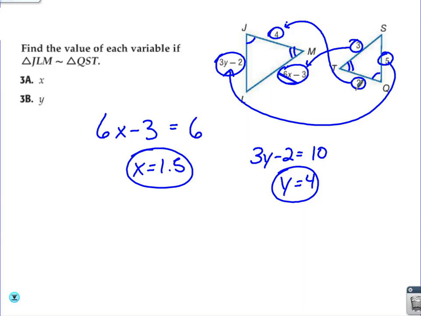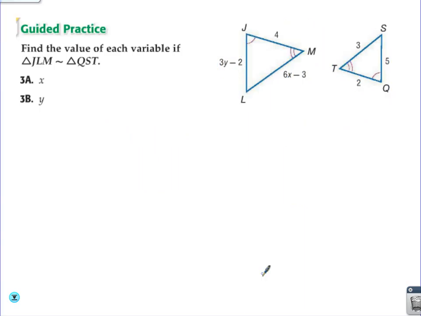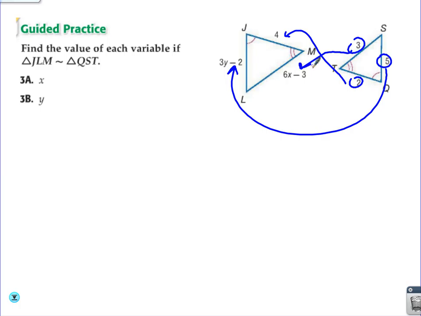Here's your other way of working. If you don't like that way, use proportions. I know again, let me map it out. 2 goes with 4. 5 goes with 3y minus 2. 3 goes with 6x minus 3. 6x minus 3 corresponds with 3. They're proportional. If 6x minus 3 goes with 3, I also know that 4 goes with 2. Solve the proportion, find out what x is, you're done. You work it the way you want to work it.